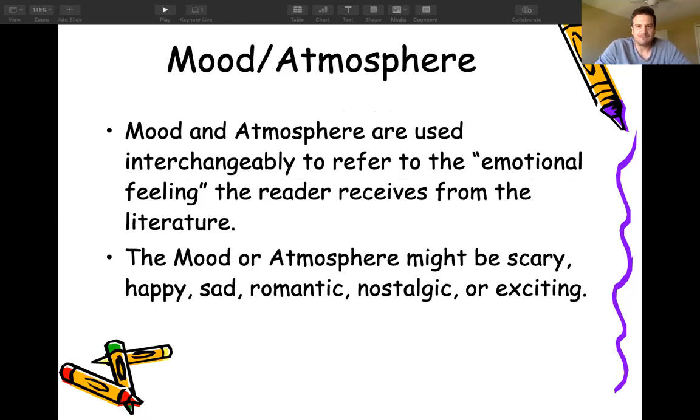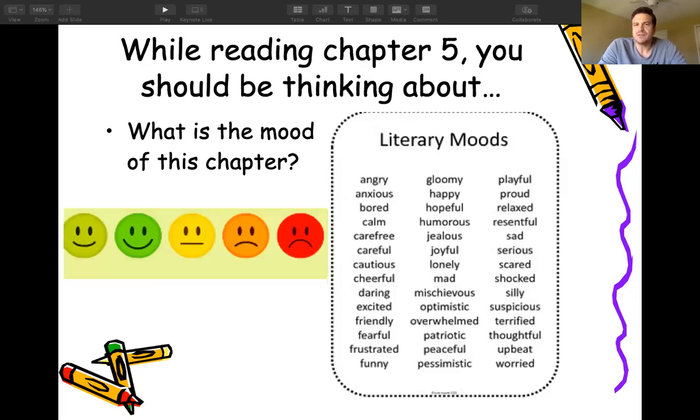Mood or atmosphere is the emotional feeling that you receive from literature. Is it lighthearted, a fun or funny mood? Or is it a more serious mood? It could be scary, happy, nostalgic, exciting, romantic, all of those moods. While you're reading chapter 5, you should be thinking about those different moods. What is the mood in chapter 5? Is it angry? Is it gloomy, playful, upbeat, peaceful? All of those adjectives will describe the mood. Think about the mood for chapter 5 as you read.